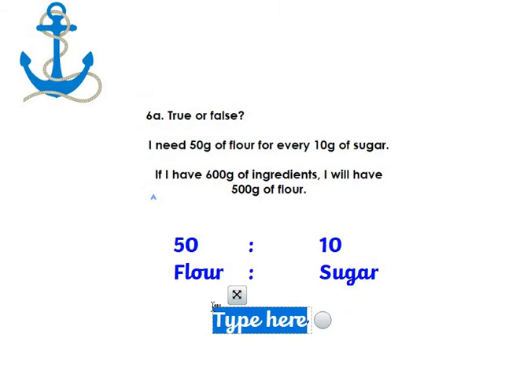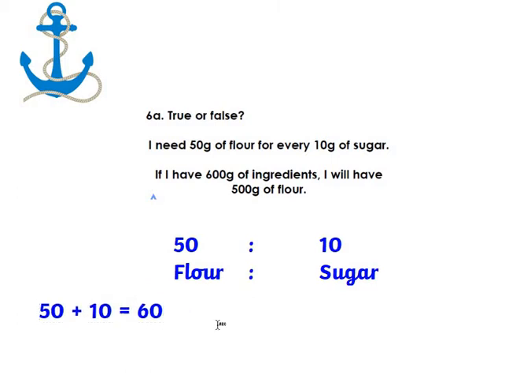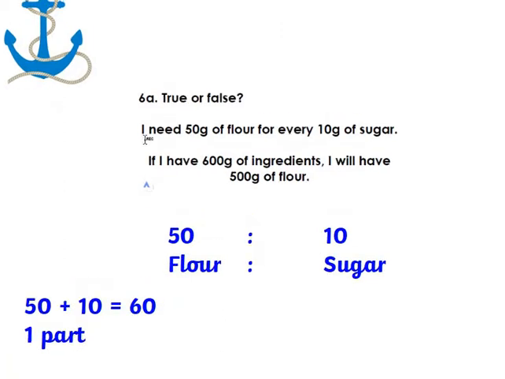We need to add the ratio together. So 50 add 10 is 60. So we can see there 60 is our total. Okay, for every part we have 60. So one part is 60. Okay, so then looking at if I have 600 grams of ingredients, I will have 500 grams of flour.